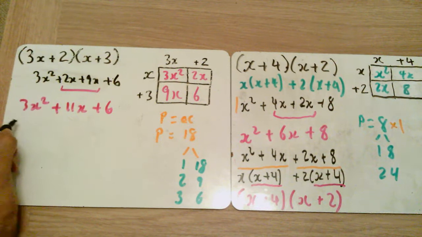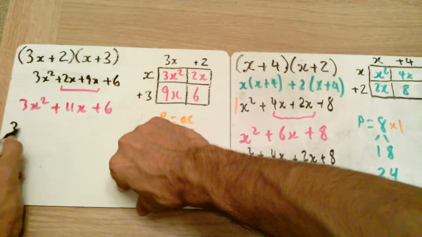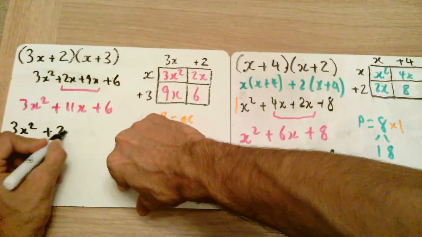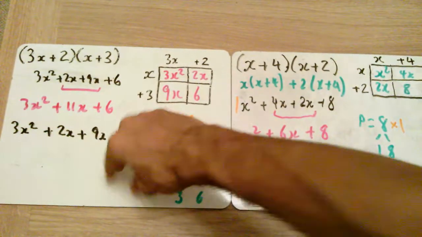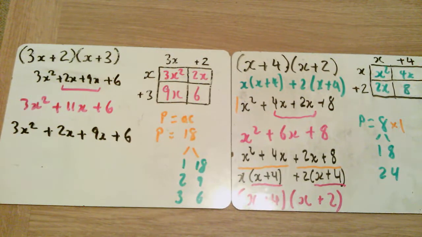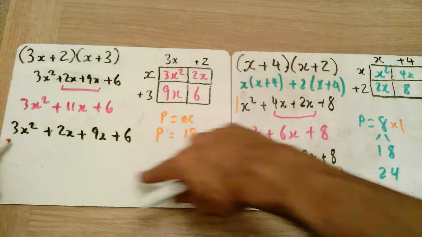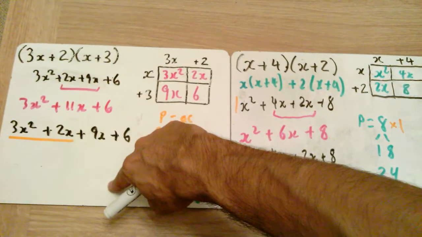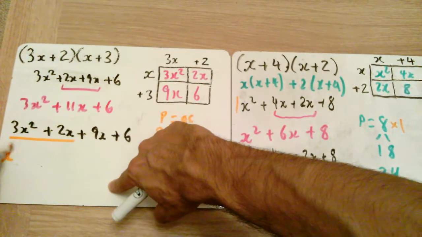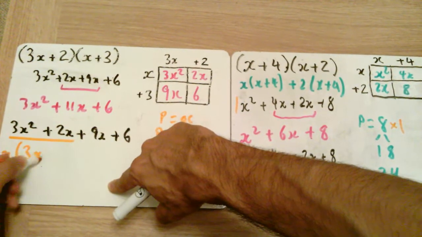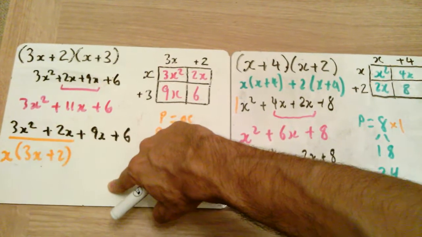So underneath that, we write that out as our 4 terms, 3x squared plus 2x plus 9x plus 6. We now follow the same process we did before. We factorize these in pairs. Over here, what is common to 3x squared plus 2x? Just x. We are left with x brackets 3x plus 2.